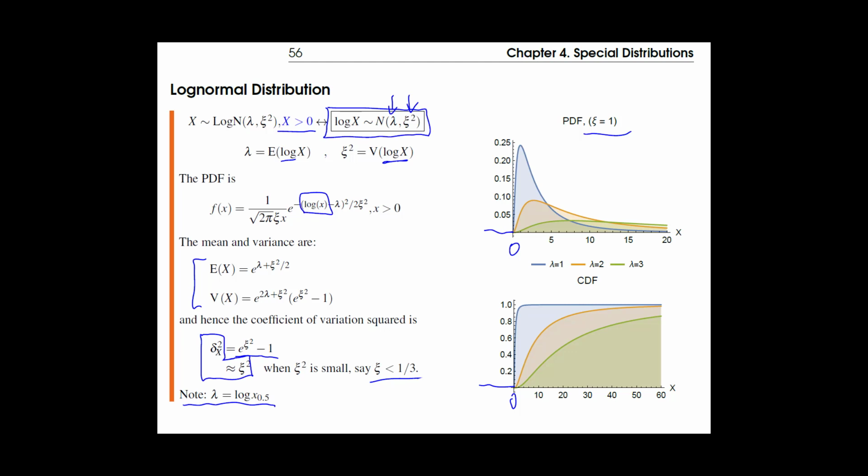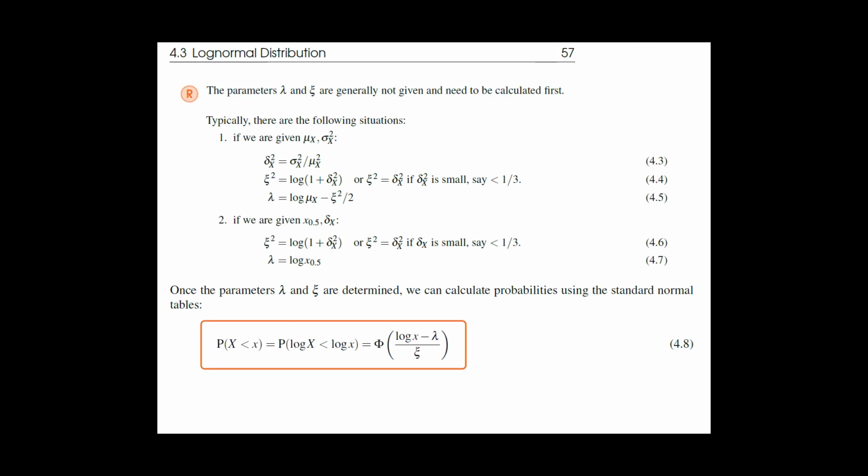Okay, so which means, let's go to the next one, that typically you're going to say, okay, this random variable is log normal, and then you will typically know the mean and variance of x, right? Mu and sigma squared, right? But lambda and psi squared are not the mean and variance of x, they are the mean and variance of the log of x. So we need to do some more calculations in order to derive the parameters that we need, which are lambda and psi squared.